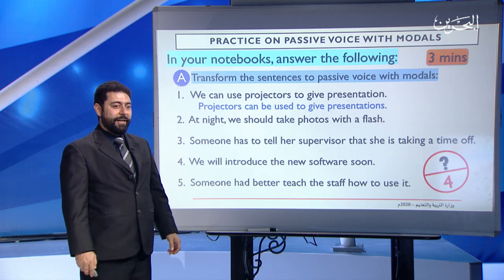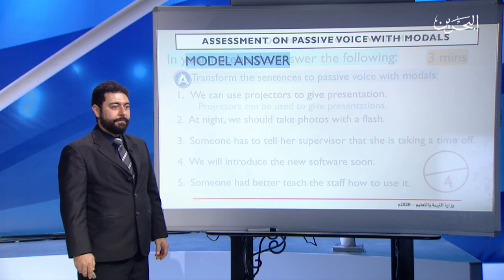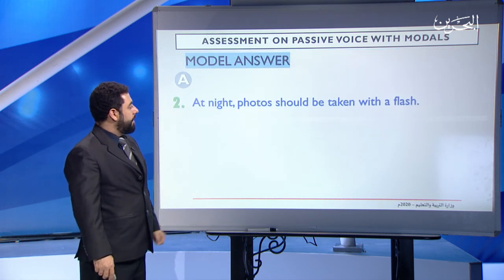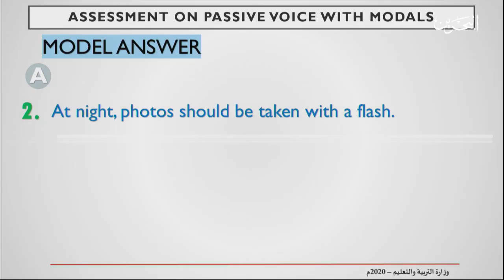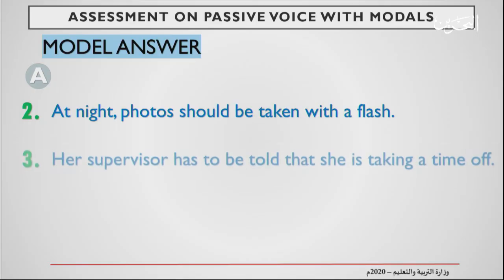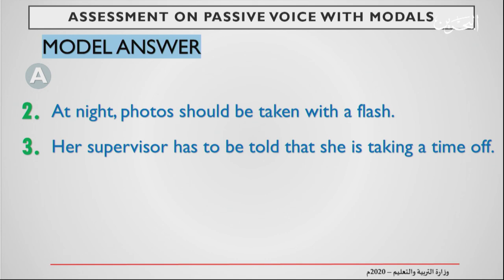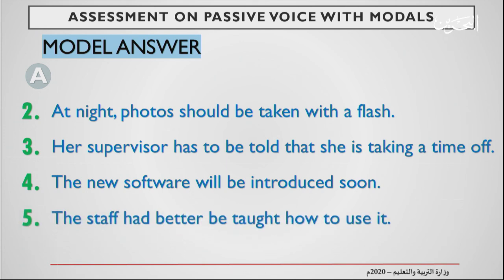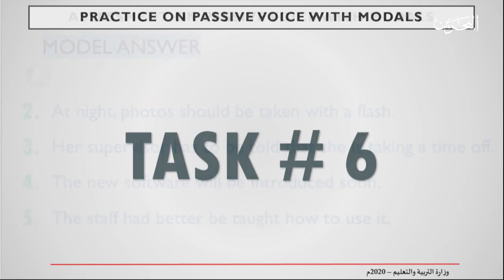Now let's go over the model answer. For the second example, at night, comma, photos should be taken with a flash. Three, her supervisor has to be told that she is taking a time off. Four, the new software will be introduced soon. Five, the staff had better be taught how to use it. Now mark yourself and let's carry on.